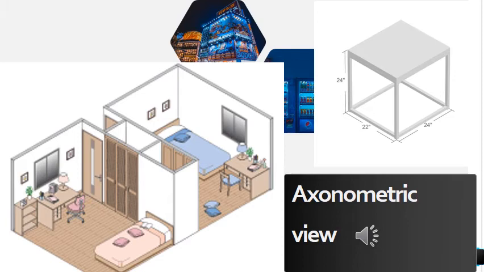So these are the two types of axonometric view, and both have their own values. The first object doesn't have that much detail and the second object has a lot of detail, and both can be created in axonometric.